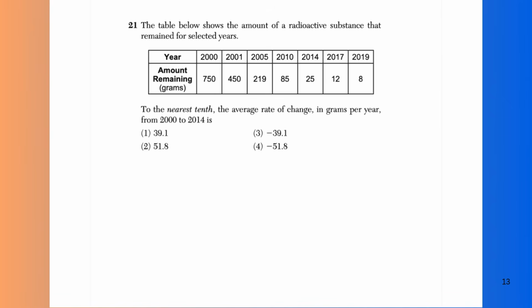The table below shows the amount of radioactive substance that remained for selected years. So you've got the years and you have the amount remaining of this substance in grams, and they're asking us to the nearest tenth, what is the average rate of change? So the rate of change is your change in y over change in x. Or depending on which formula you like better, y2 minus y1 over x2 minus x1.